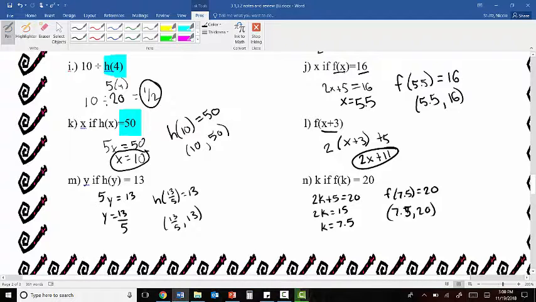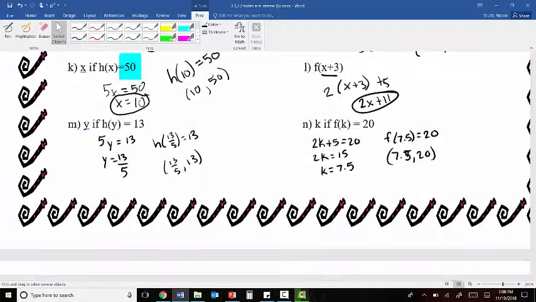So hopefully you set up 5y equals 13 and got 13/5. I did go ahead and write my answer in function notation. So if 13/5 goes in for y, 13 comes out as the answer. And that's what it'd be as an ordered pair. Over here, we get 7.5 for k. So if I put 7.5 in for k, I'm going to get 20 as my answer. So that would be my ordered pair.